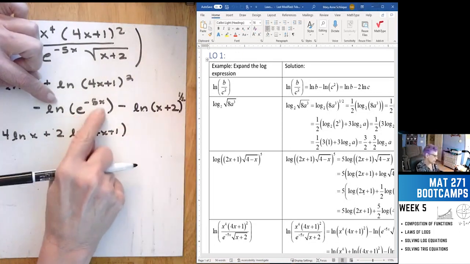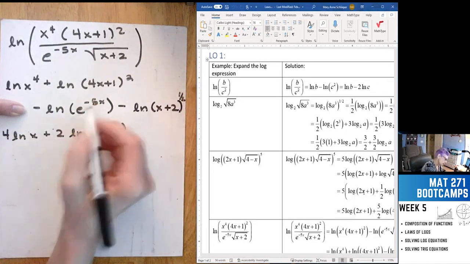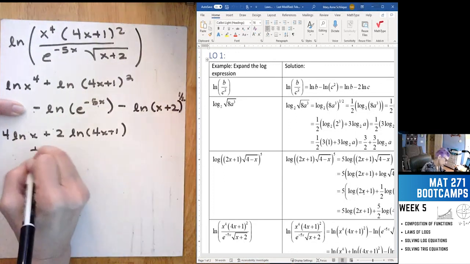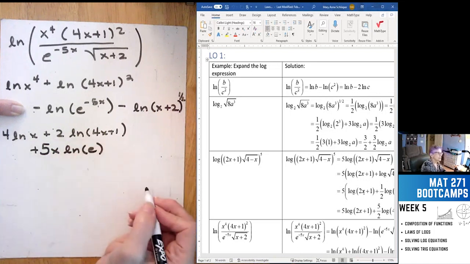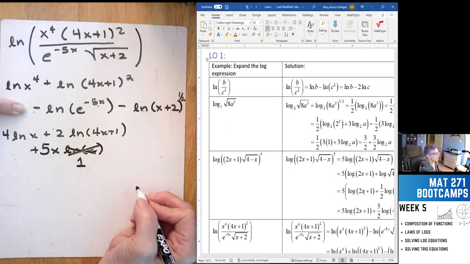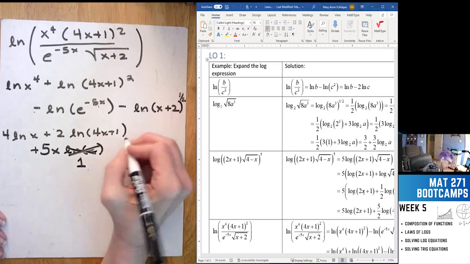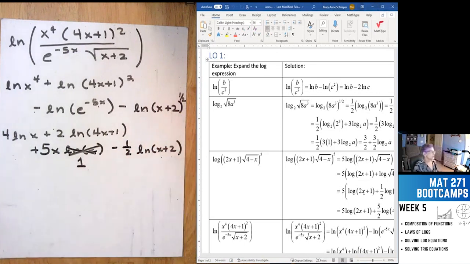Natural log of e to the negative 5x, well, negative 5x falls down in front. We'll have a negative times a negative gives me plus 5x times the natural log of e, but that's equal to 1. So that just simplifies to 1. And then we have minus 1/2 natural log of x plus 2. So when you feel comfortable with it, you can start kind of combining those steps, and it's not quite so long and tedious.